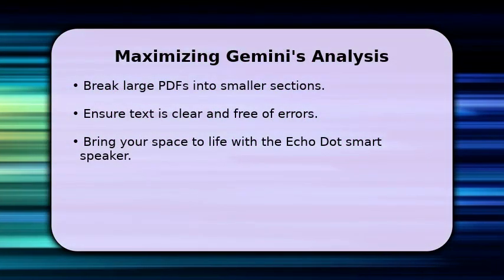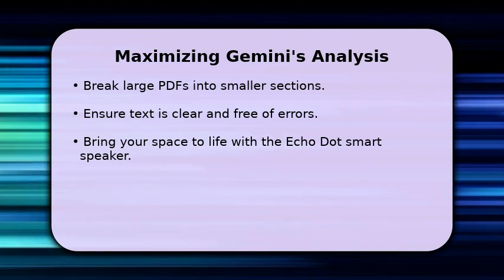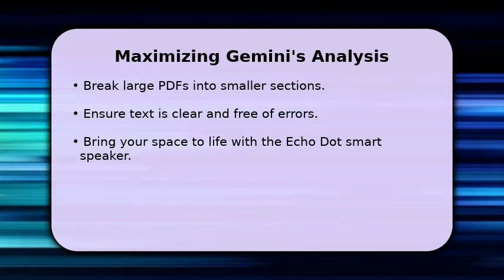For optimal results, consider breaking down very large PDF documents into smaller, manageable text chunks before pasting them. This helps Gemini process the information more efficiently and reduces the chance of exceeding character limits. Always review the copied text for any formatting issues or errors that might confuse the AI.